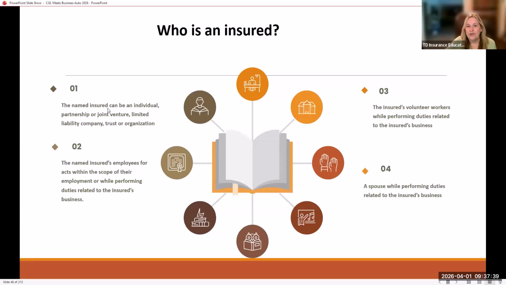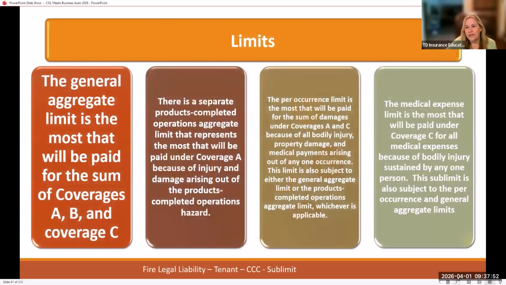It could be the named insured, it could be employees, it could be volunteers, it could be a spouse. And again, when you think who is an insured, who can be sued? Who is protected under this policy if they are negligent? Okay, that is who an insured is.